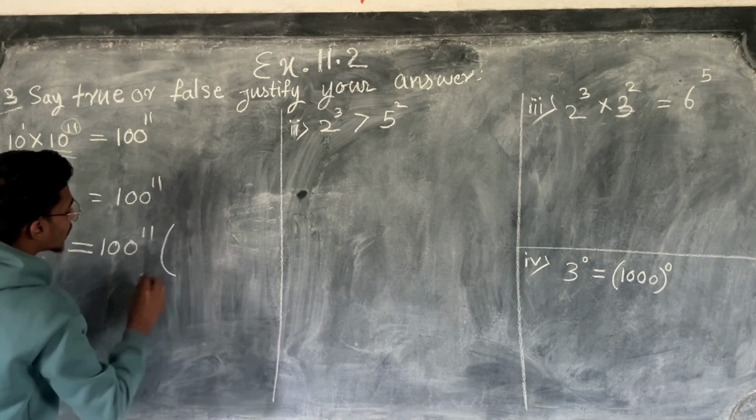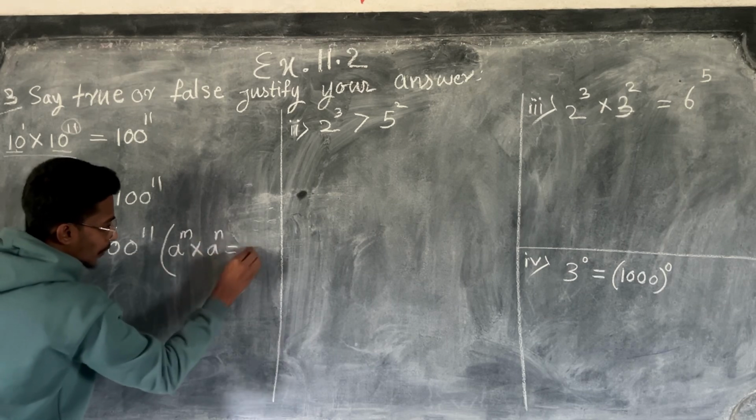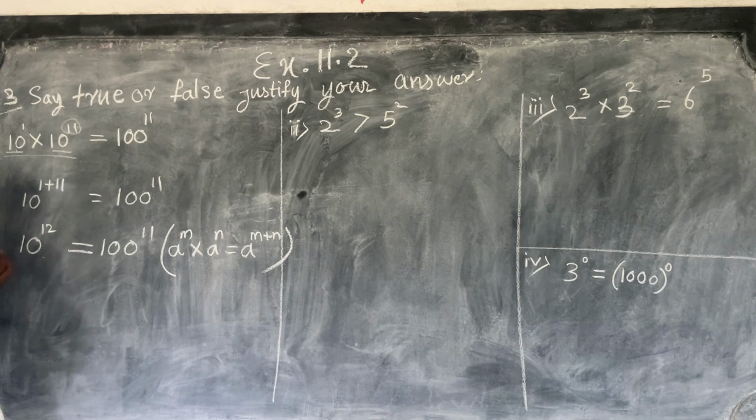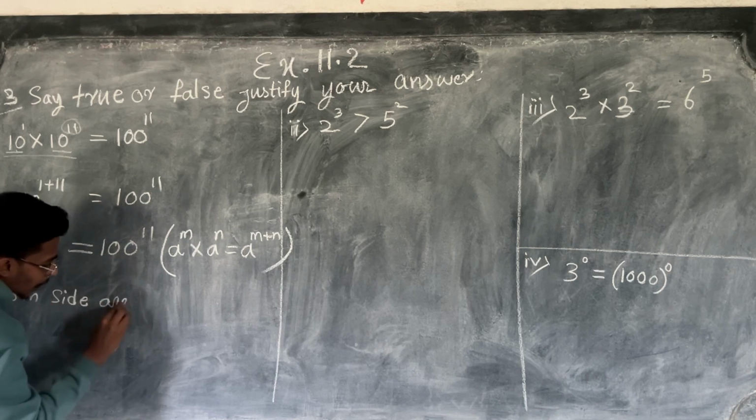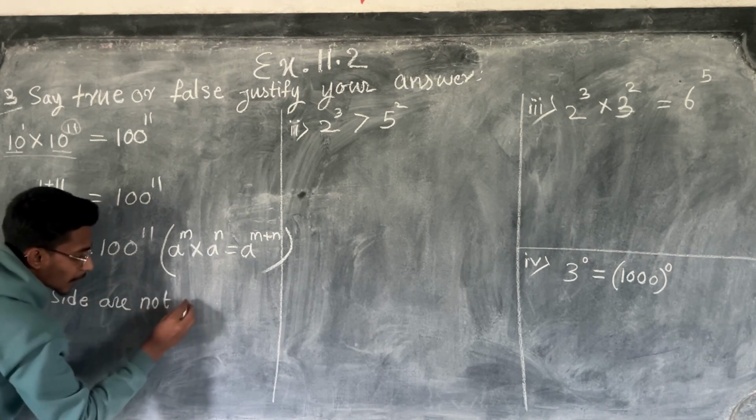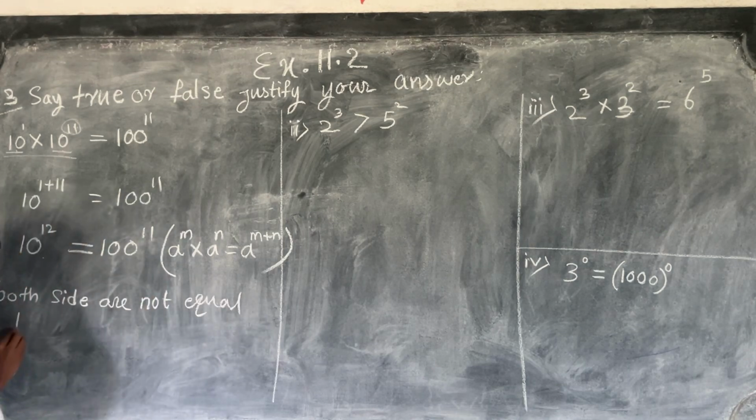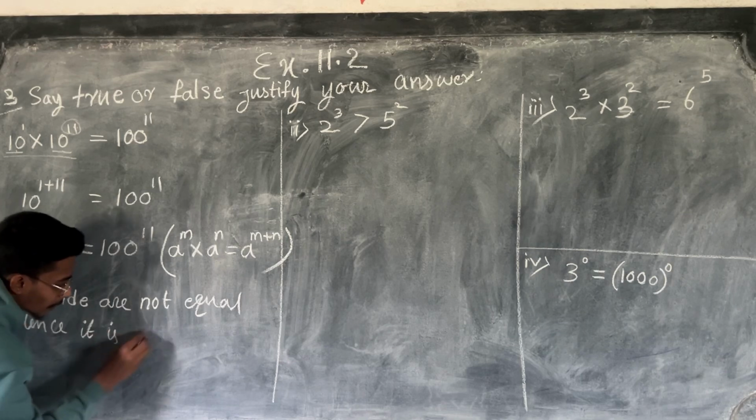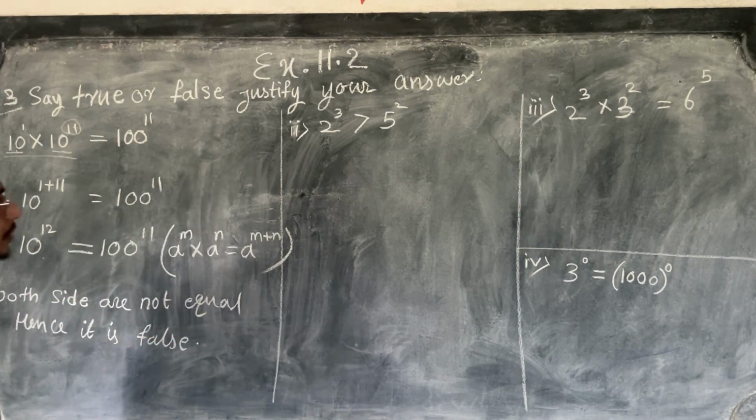We have to write the reason here. A to the power m into a to the power n is equal to a to the power m plus n. Both sides are not equal, hence it is false. Now come to the next question.